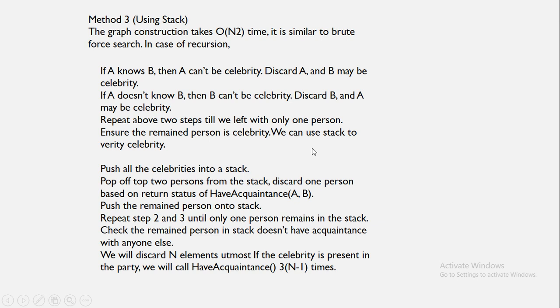Why do we need this step? We need this step because we can use a stack to verify the celebrity. One, push all the celebrities into the stack. Two, pop the top two persons from the stack and discard one person based on the return status of the function HasAcquaintance(A, B). Three, push the remaining person onto the stack. Four, repeat steps 2 and 3 until only one person remains in the stack. And five, check that the remaining person in the stack doesn't have an acquaintance with anyone else.